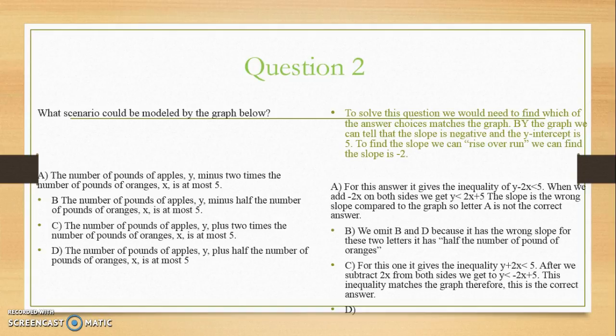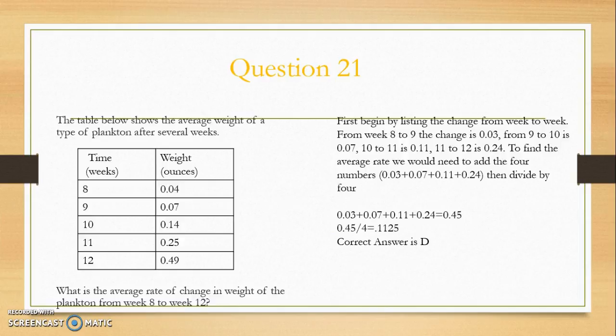Number of pounds of apples y plus 2 times the number of pounds of oranges x is at most 5. Question 21. The table below shows the average weight of a type of plankton after several weeks.